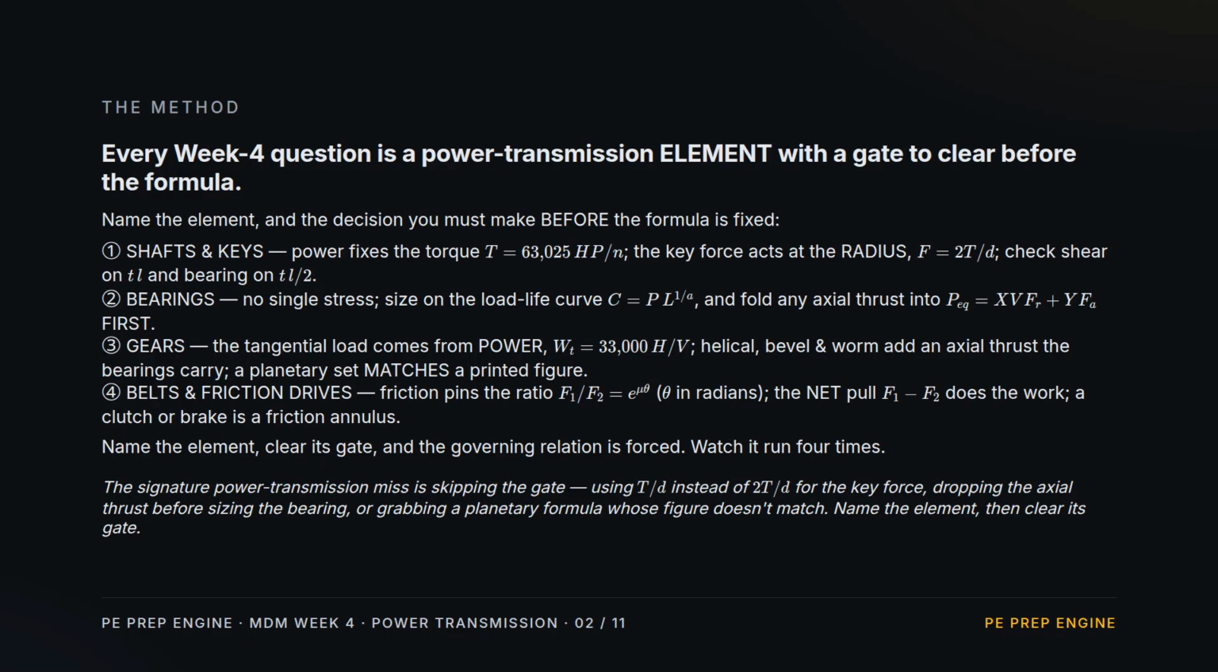The method first. Every week 4 question is a power transmission element hiding a gate you clear before any formula. Shafts and keys, power fixes the torque, and the key force acts at the radius, 2T/d. Bearings. There's no single stress. Size on the load life curve and fold any axial thrust into the equivalent load first. Gears. The tangential load comes from power. The helical, bevel, and worm gears add a thrust the bearings carry, and a planetary set is matched to a printed figure. Belts and friction drives. Friction pins the tension ratio in radians. The net pull does the work, and a clutch or brake is a friction annulus. Name the element, clear its gate, and the relation is forced.